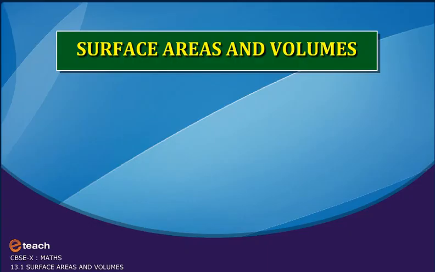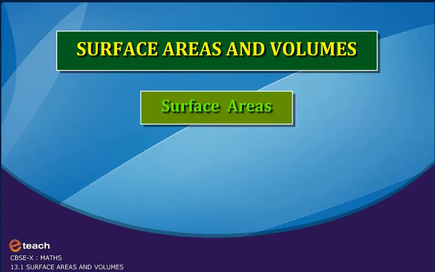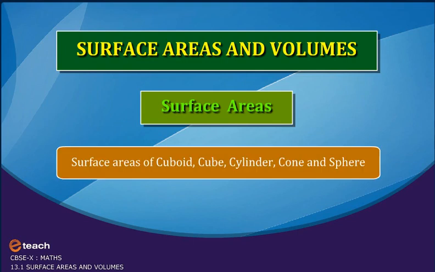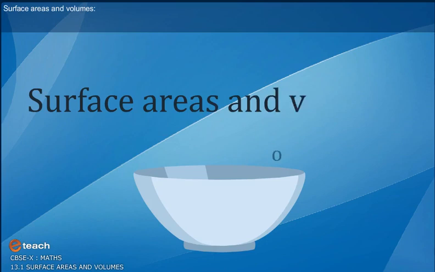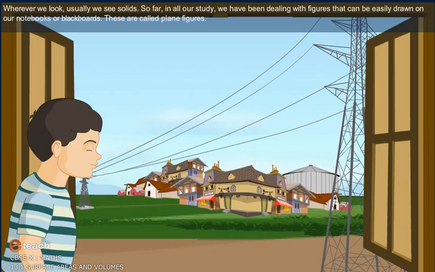Surface areas and volumes. Surface areas of cuboid, cube, cylinder, cone and sphere. Surface areas and volume. Wherever we look, usually we see solids.